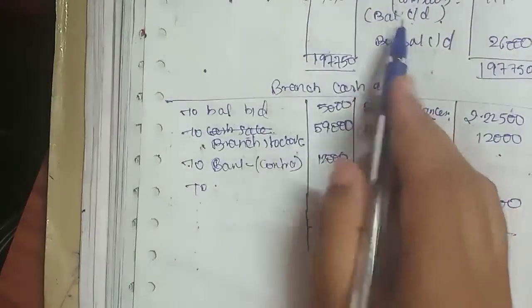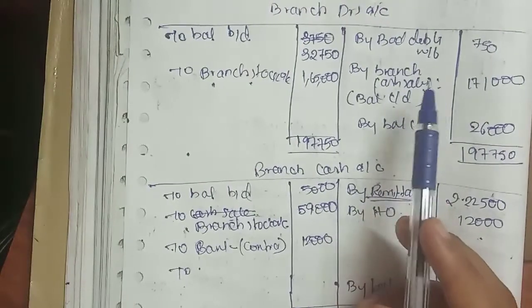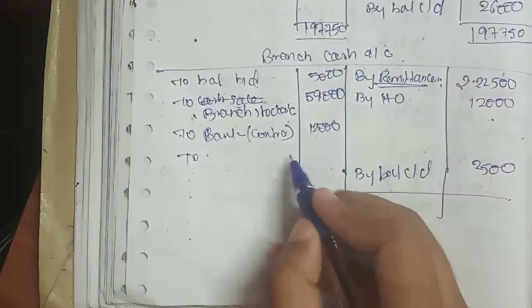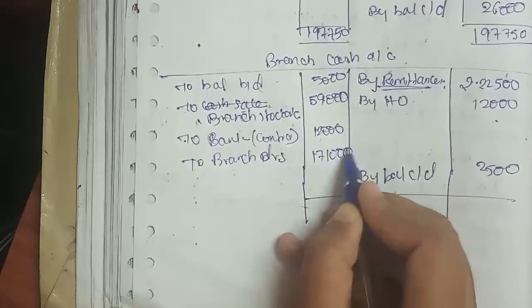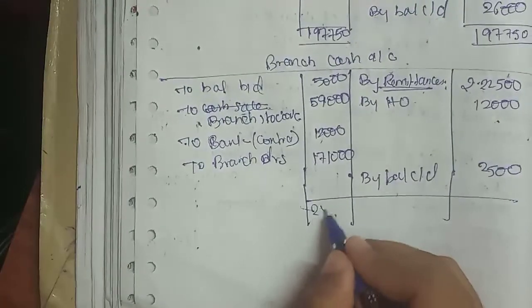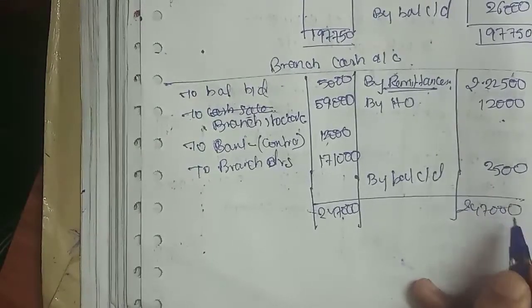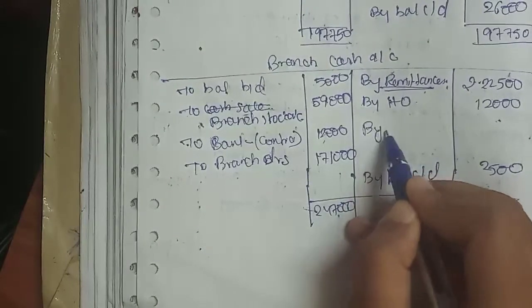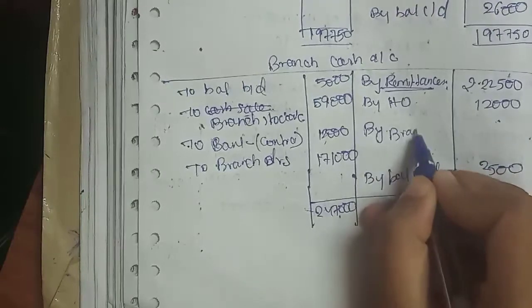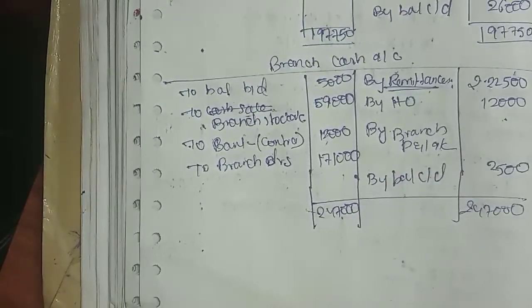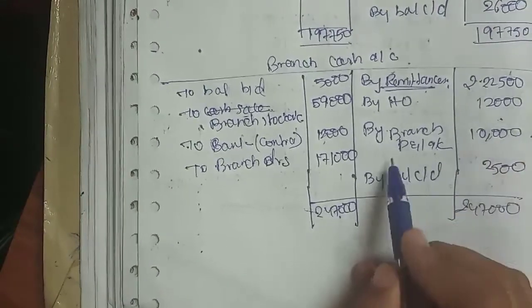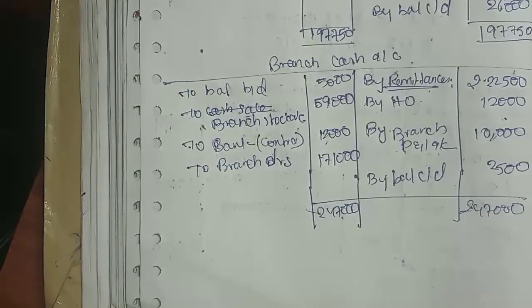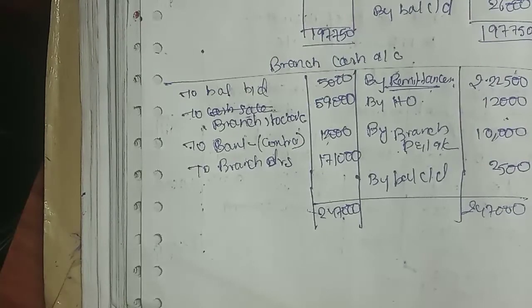The next is, you have received some cash for the sales, so you are writing it here: to branch debtors account, 1,71,000. Now make a total of this. So the total is 2,47,000. Next you get the balance, by branch P&L account. How much is that? 2,47,000 minus 2,500 minus 12,000 minus 22,500, so 10,000. This you need to transfer to the P&L account as cash. This is the remaining cash in the cash account.